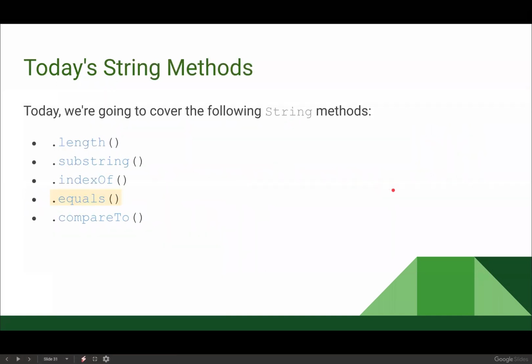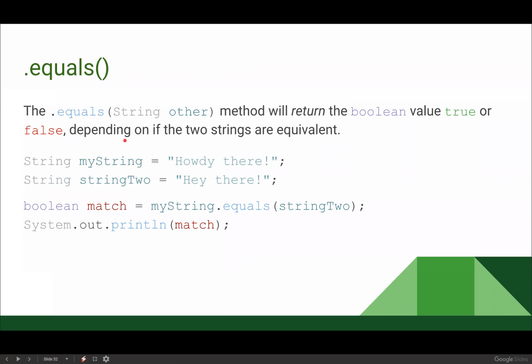Cool. All right, let's talk about .equals. The .equals method, which is going to accept another string as a parameter, will return the Boolean value true or false, depending on whether the two strings are equivalent. So if my string is "howdy there" and string2 is "hey there", match is going to equal myString.equals(string2). So does my string equal string2?